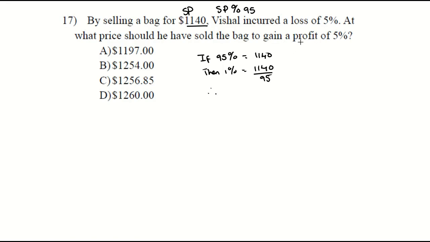And therefore we want to find not 100%, but we want to find where he makes a gain or a profit of 5%. So if he makes a gain or profit of 5%, we want to know what is 105%. So 105% would be 1140 over 95 multiplied by 105 over 1. This is a bit of working, so let's take our time and do it. 5 could go into 95, 19, then 21, right?